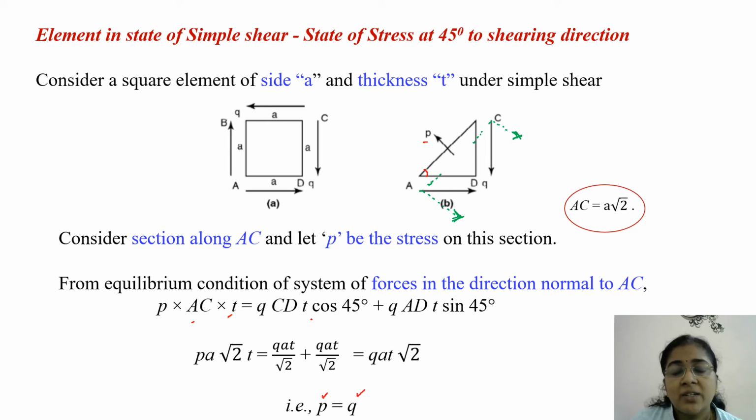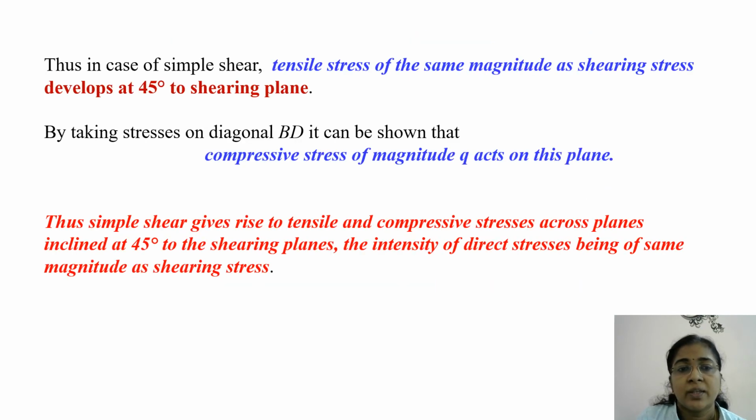Here, P is the normal stress on a plane at an angle of 45 degrees to the shearing direction. That is the stress normal to the face AC. And Q is the stress on the faces of the square element of side A. Since this element is under simple shear, the stress on all faces will be equal and it is represented as Q. Thus, in the case of simple shear, tensile stress of the same magnitude as shear stress develops at 45 degrees to the shearing plane. That is, the tensile stress is P, that is P is equal to Q.